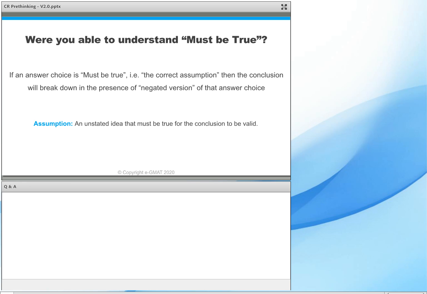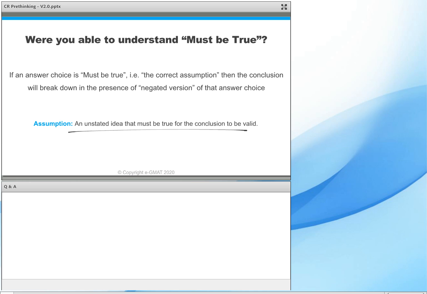Now, why does this must be true come? Because from that core definition of assumption: what is an assumption? An unstated idea that must be true for the conclusion to be valid. Now, one thing I want you to do at this point is write this down on a piece of paper. Spend those 60 seconds to write it down. Why? Because it will help you.